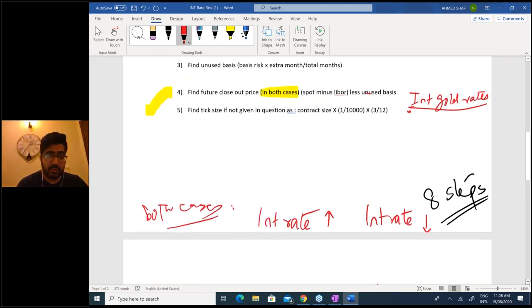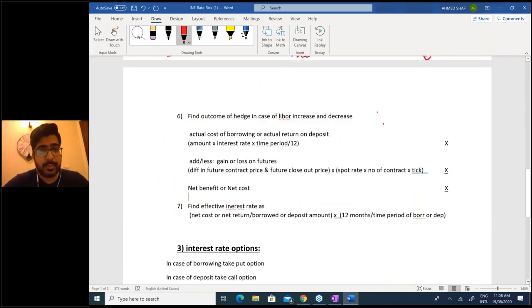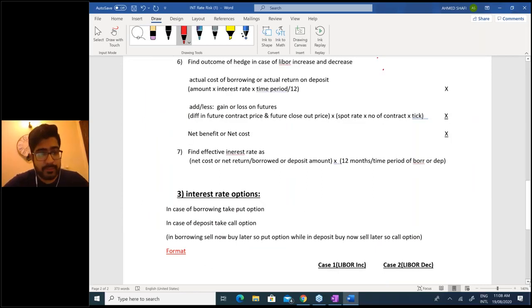The first transaction is very easy. Actual cost of borrowing or return on deposit, depending on the case, is amount into interest rate into time period over 12. Then you need to judge whether it's a gain or loss, and to add or subtract, you get the net benefit or cost and the effective rate.